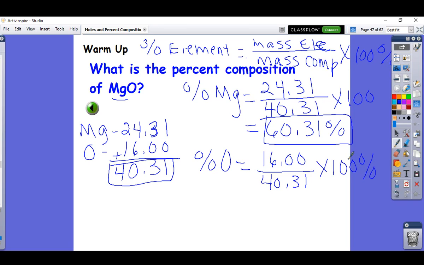And notice you don't put the percent sign in your calculator. You just multiply it by 100. So when you divide, you punch in 16.00, then divide it by 40.31, and then times it by 100, and you should get 39.69%. So if we add 60.31 and 39.69%, we should get 100%.